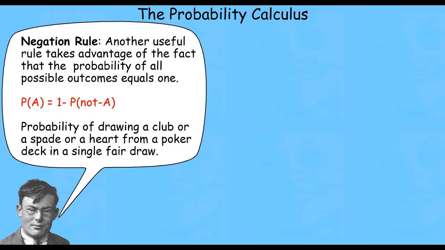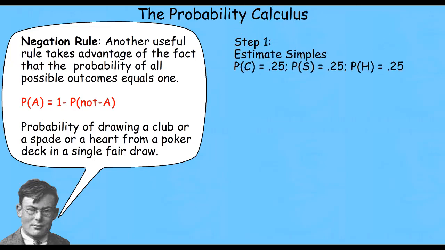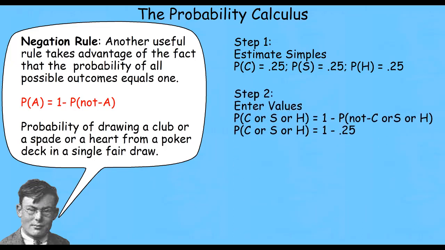So the probability of drawing a club or a spade or a heart from a poker deck on a single fair draw would be a nice example of this. If we wanted to calculate the probability of that, well, the probability of being a club, a spade, and a heart are each 0.25. There are 4 suits. They're each 1/4 of the deck. And then we think to ourselves, okay, now we're going to have to calculate all those different simple conjuncts into our total conjunct of a spade or a heart or a club.